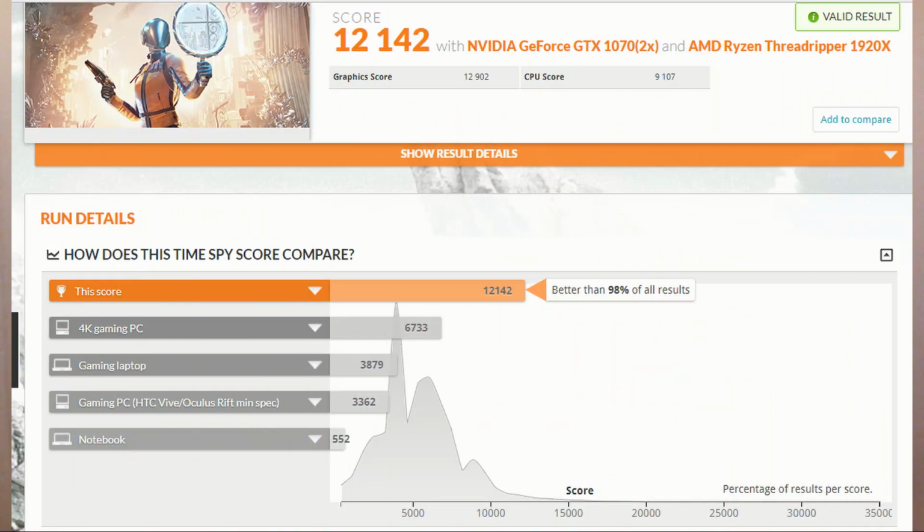So what have we learned? Well, basically, I now know that I have a PC that beats 98% of the PCs that have been tested by the benchmark worldwide, which I didn't think would be anywhere near that, to be honest.